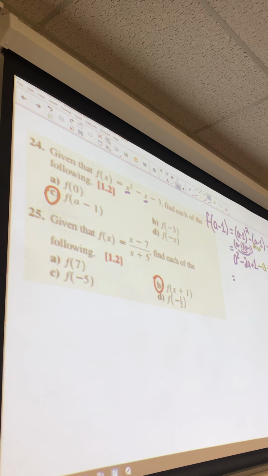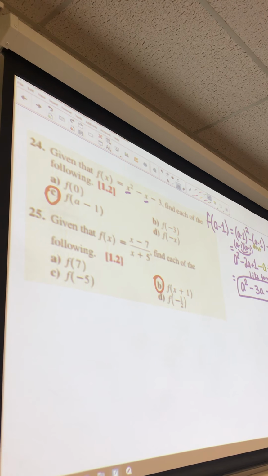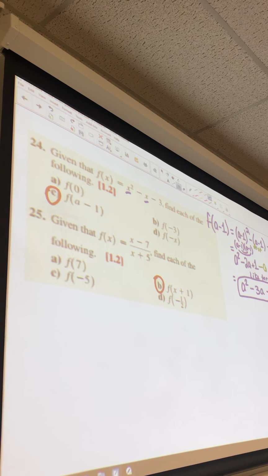And so at that point, just combining any like terms. A squared minus 3a minus 1. Okay.